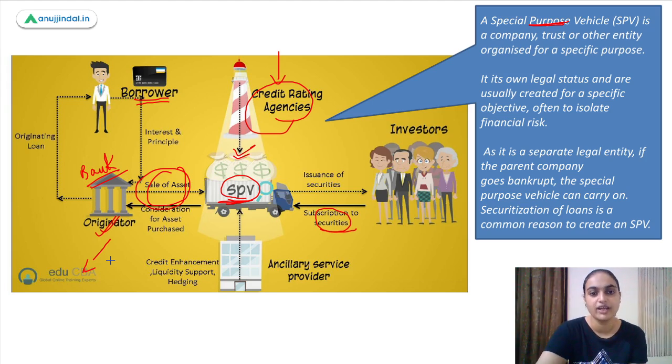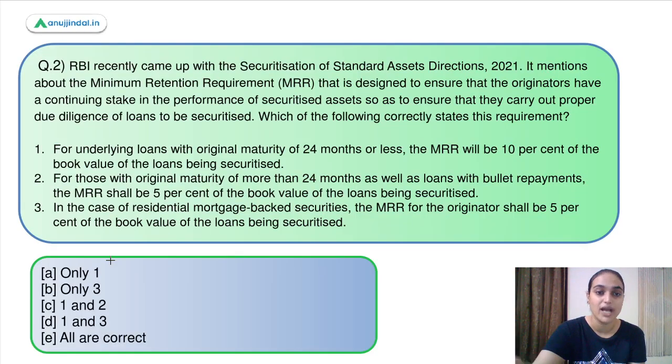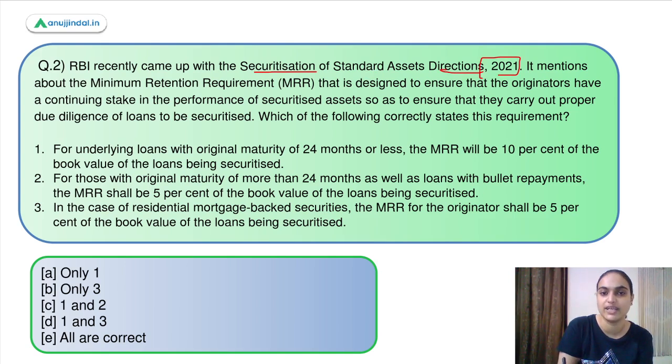Now moving ahead to the next question, why I am discussing about securitization, because recently RBI came up with a set of master directions related to this. RBI recently came up with the securitization of standard assets directions 2021. It mentions about minimum retention requirement.